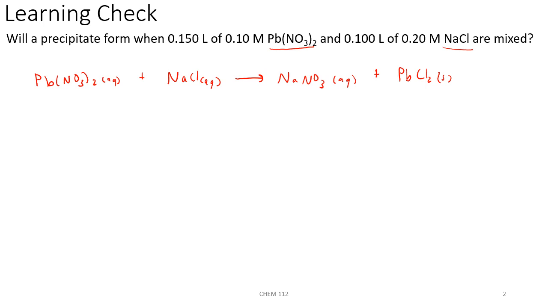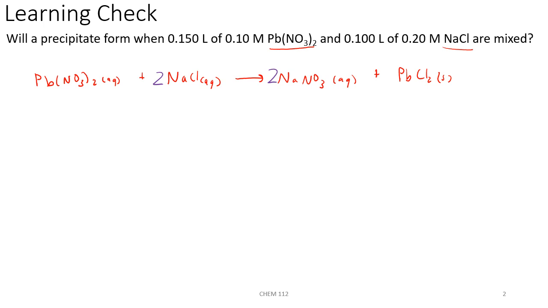You also will find lead-2 chloride written on that KSP chart as well, so that's another hint that that would be the precipitate that's possible. Next, we will balance our equation. We are going to need a 2 out in front of our NaCl, and we would have a 2 out in front of our sodium nitrate.